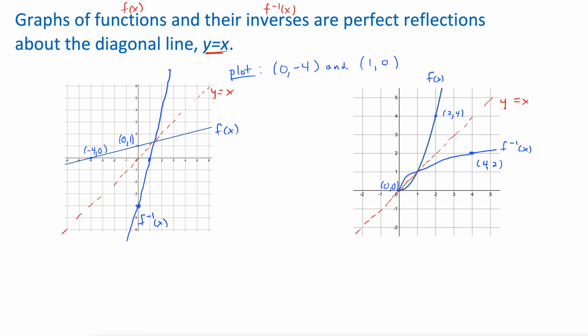And this will happen for all functions and their inverses. Right? These can get very, very complex when you get into trigonometry and logarithms and all this kind of stuff. But the graph of a function and its inverse are always mirror images across that y equals x line.